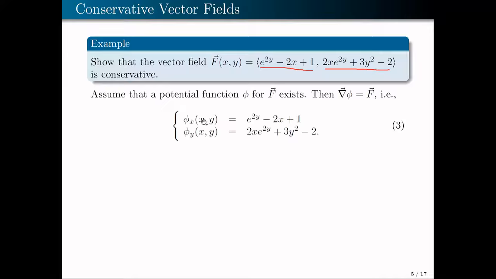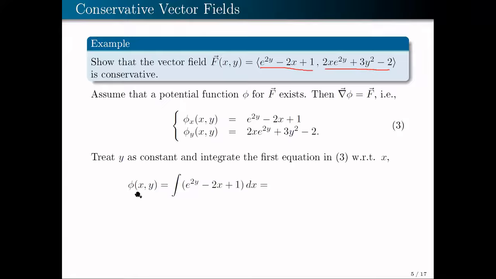Okay, so to solve for phi of xy, let's consider this equation, phi sub x equals this, and integrate this with respect to x as follows. So we can obtain phi of xy from phi sub x by integrating phi sub x with respect to x. So doing this integration, we will get x times exponential of 2y minus x squared plus x plus some function of y. So again, c is a function of y, so if we differentiate this with respect to x, we will get 0.